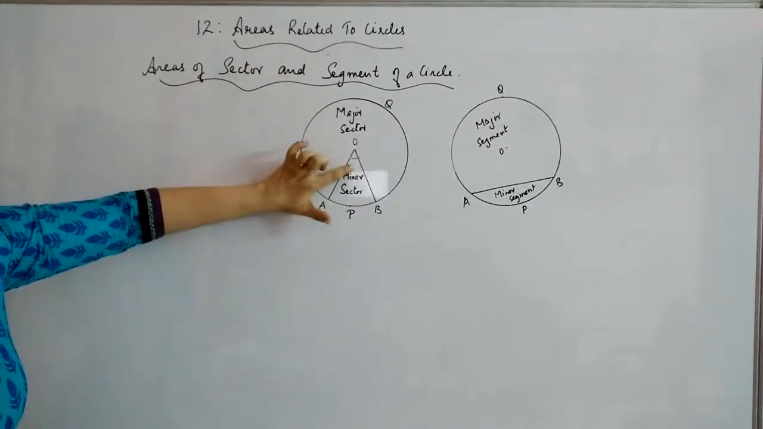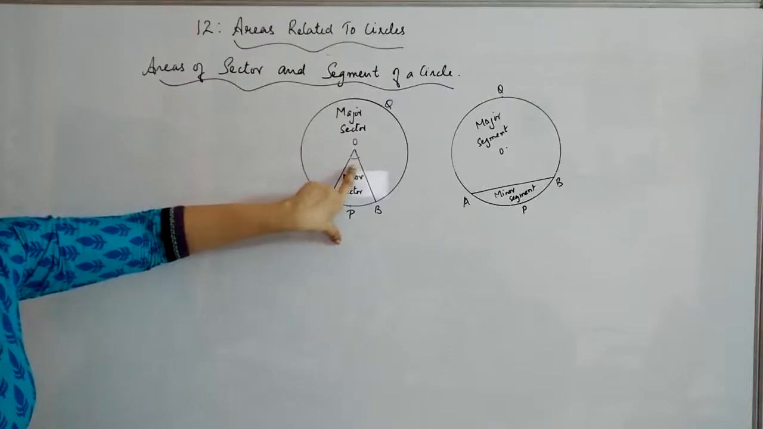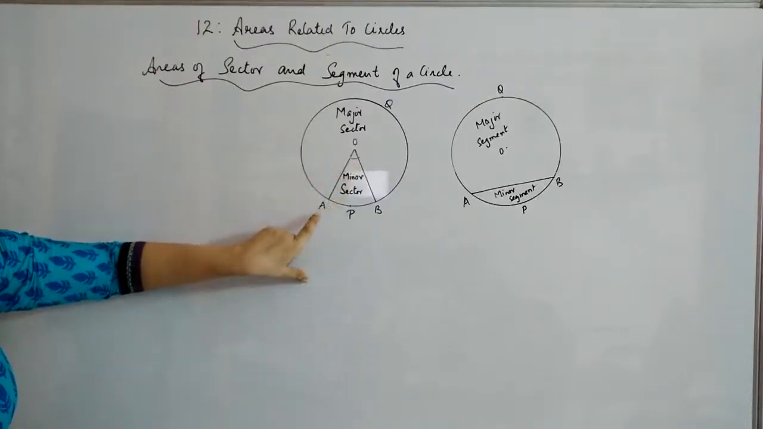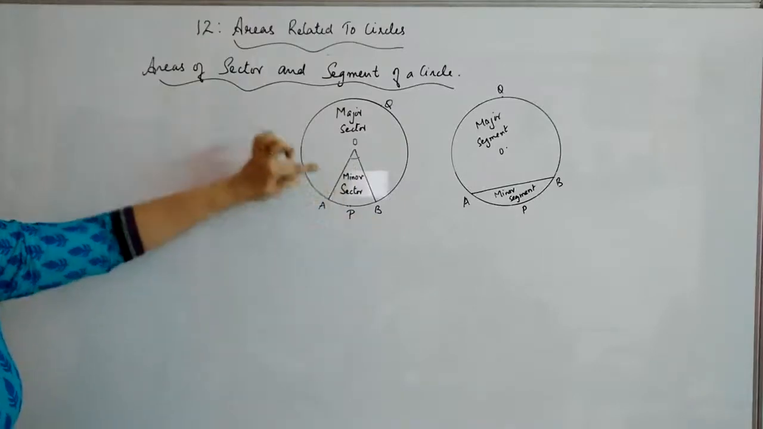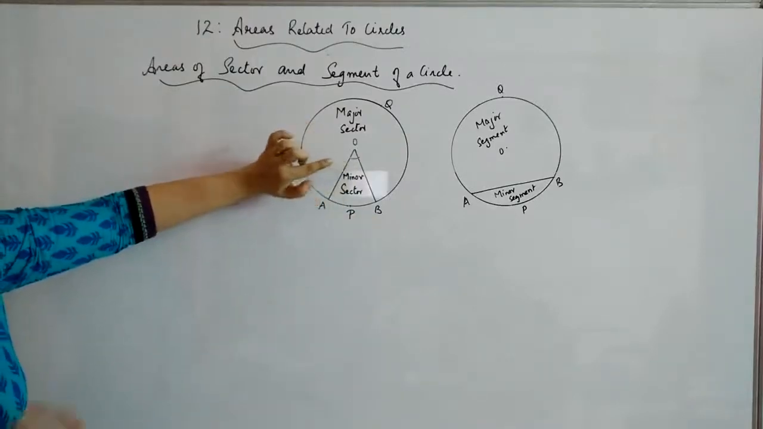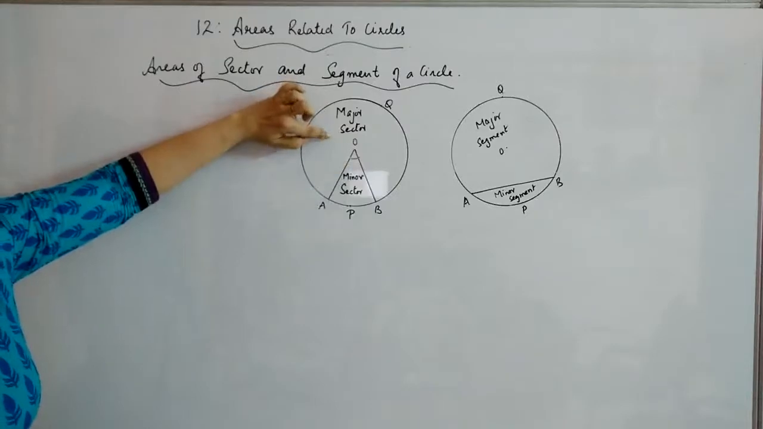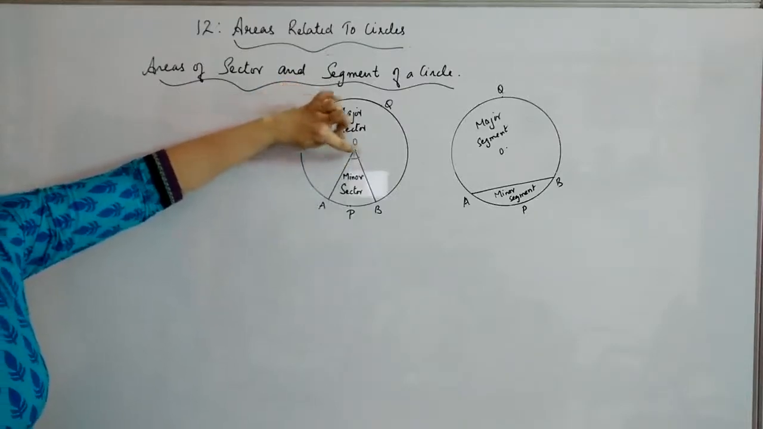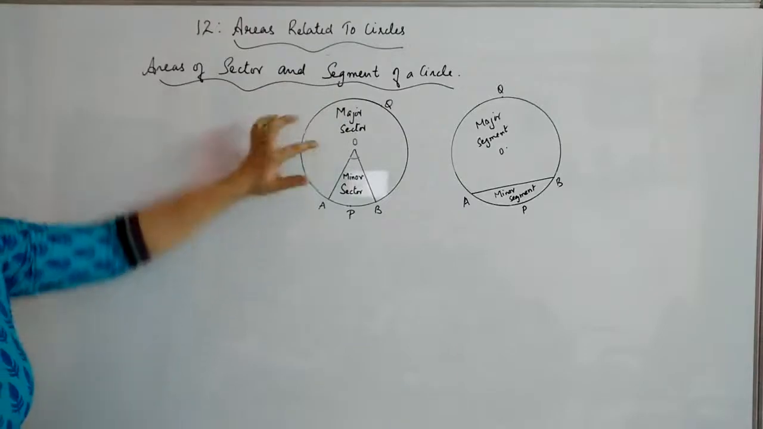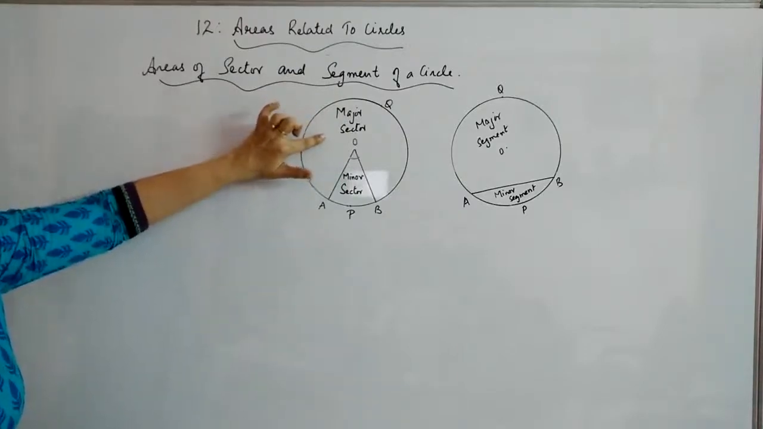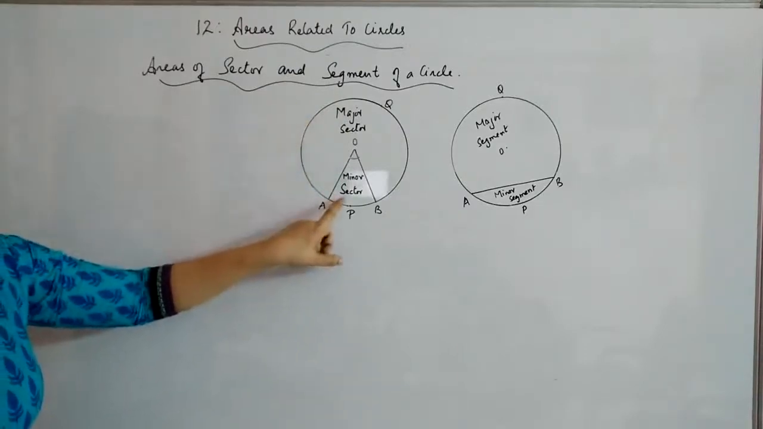Now if you know this angle, suppose this is theta, the angle of the minor sector, angle AOB is known as the angle of the sector, minor sector, theta. If we are taking it as theta, then what will be the angle of the major sector? Angle around the center of the circle is 360 degrees. So the angle of the major sector will be 360 minus angle of the minor sector.